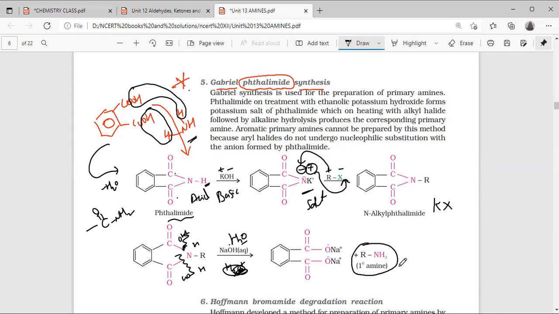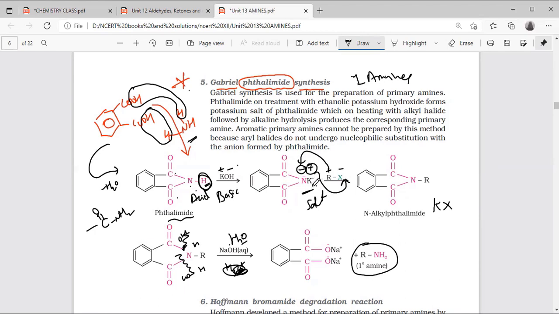Once again, I will repeat. Gabriel phthalimide is to prepare primary amines. So we are taking the raw material phthalimide. In the phthalimide, an amide is there. Here one hydrogen is there. This is a more acidic hydrogen. Acidic means we have to treat with the base. It is forming a salt type.